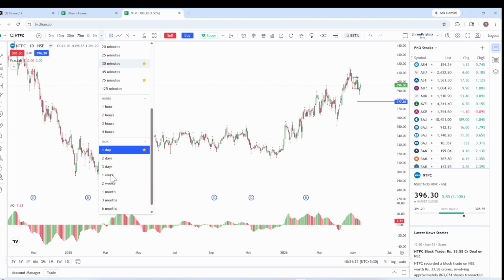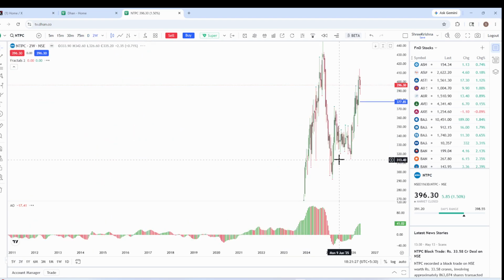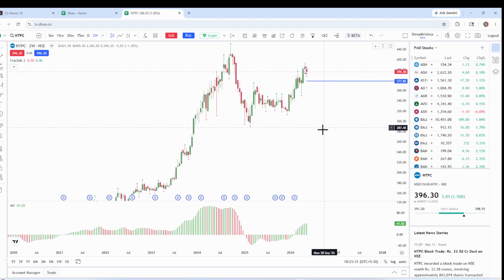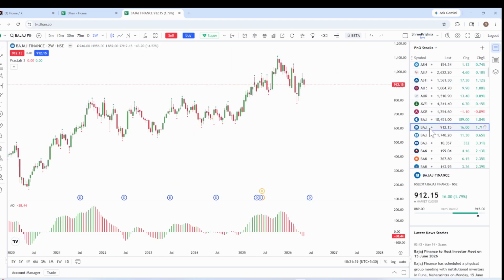So this is one example I have shown you. Let's go to the 2 weeks. If you see on 2 weeks, there is a divergence again. Of course, by next week you will start seeing red. So let's see some Bajaj Finance on 2 weeks.